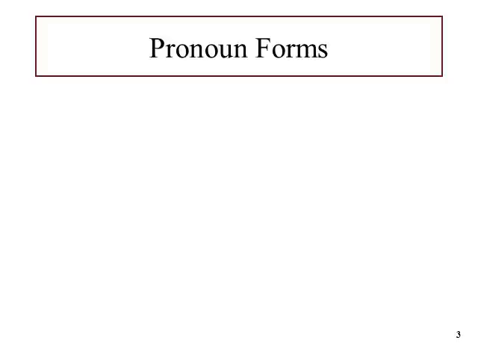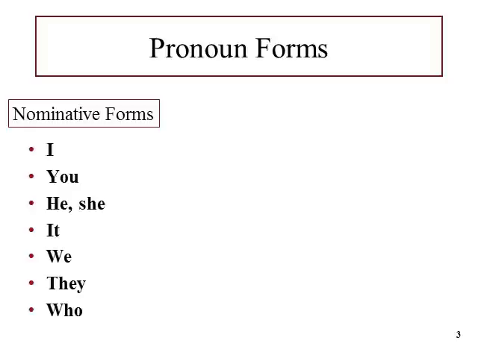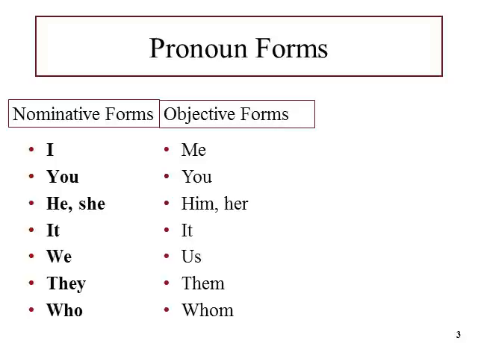To get started, I want to take a look at some of the pronoun forms that we just talked about. The nominative case, or the subject case, are the pronouns like I, you, he, she, it, we, they, and who. The objective forms are things like me, you is the same, him and her, it is the same, us, them, and the all-important whom. Yeah, that's right. We'll actually learn to distinguish between who and whom.